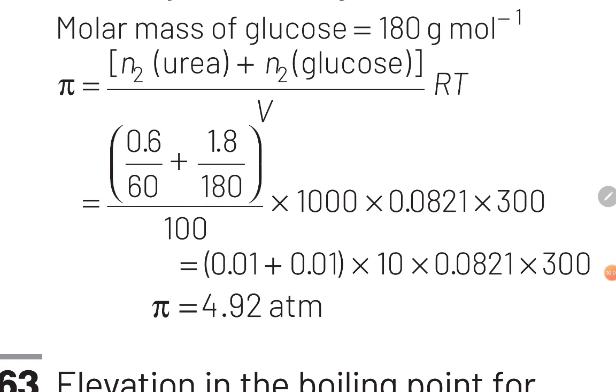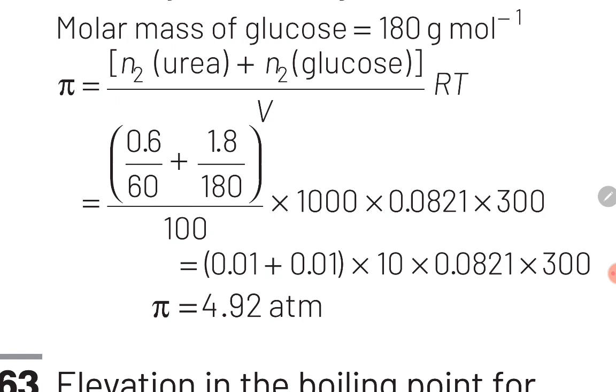Yes students, you can observe here that the formula for osmotic pressure is pi is equal to CRT. In place of C, we will write number of moles of solute divided by volume of solution in liters. Here number of moles of solute will be number of moles of urea plus number of moles of glucose. So here the calculation will be 0.6 divided by 60 plus 1.8 divided by 180.